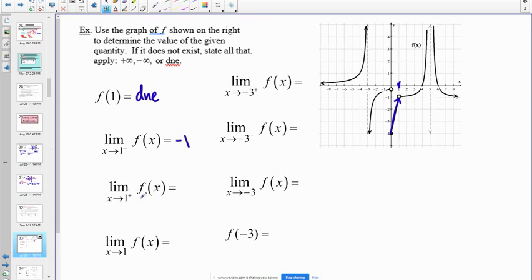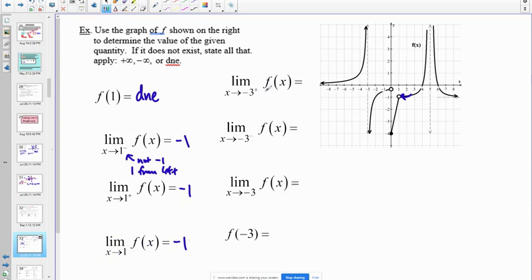What y value am I approaching as I approach +1 from the right? Be careful. This is not -1. That was approaching 1 from the left. Now I'm approaching 1 from the right. So here's my function. Let's get real close to 1. As I approach it from the right, what y value am I approaching? -1. If approaching from the left and approaching from the right give you the same answer, then when you drop the left and right, you have a limit. So the limit of f of x as x approaches 1 is equal to -1.